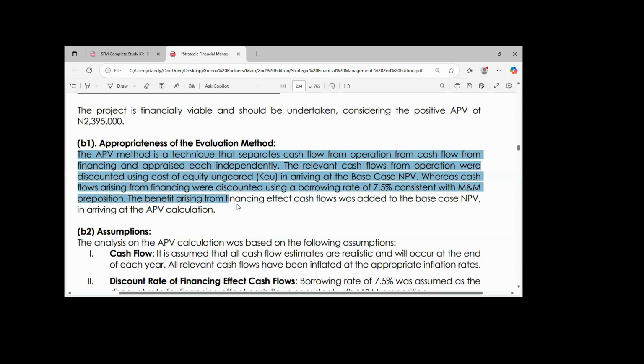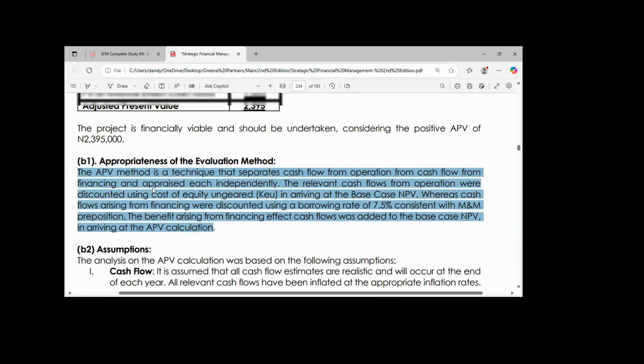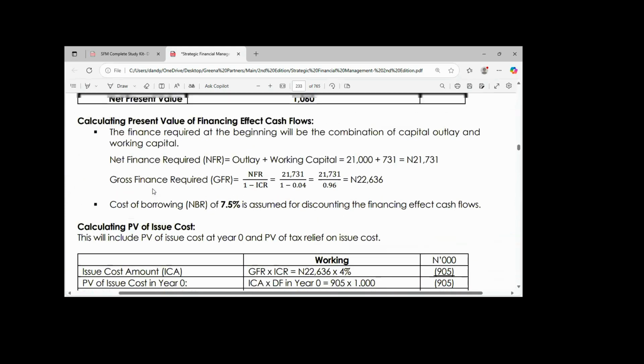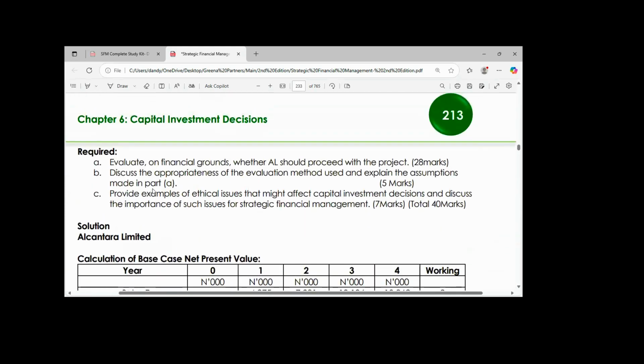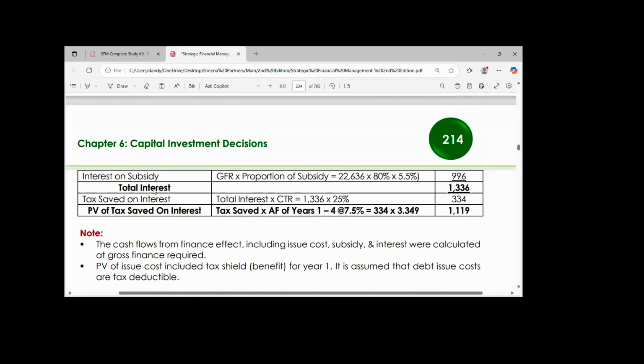The benefit arising from financing effect cash flow was added to the base case NPV in arriving at the adjusted present value calculation. That's all. 5 marks. Then, the examiner also said we should state the assumptions. So you need to state your assumptions from beginning to the end. All right. What are the assumptions that we have made in our calculation?